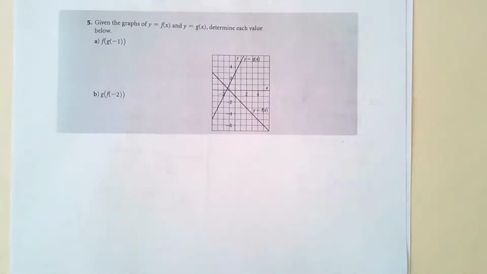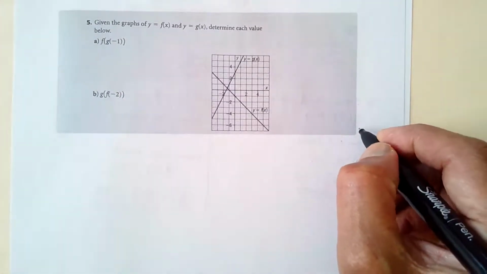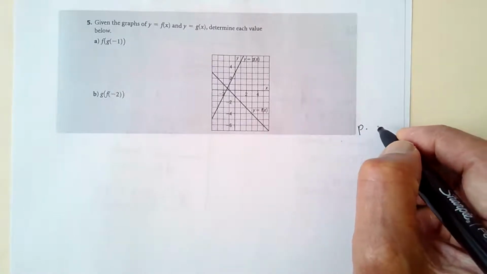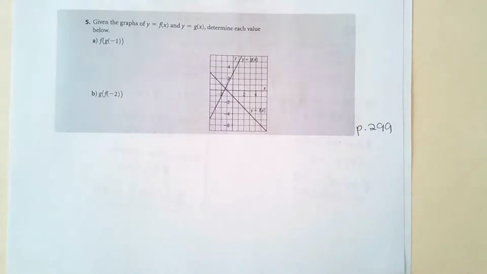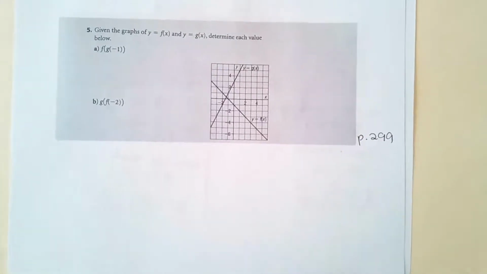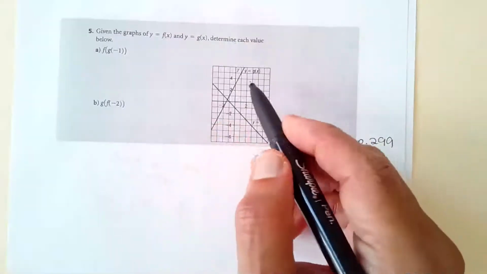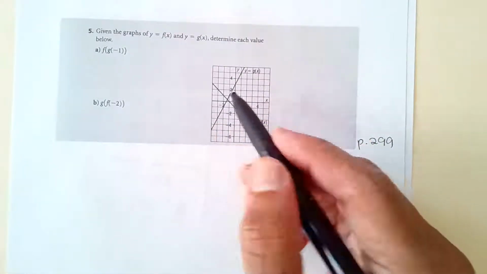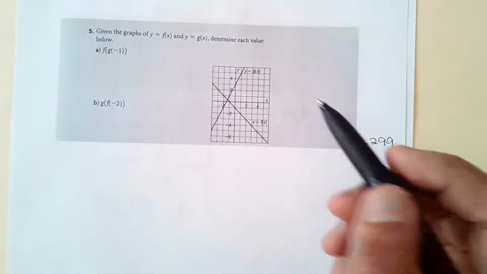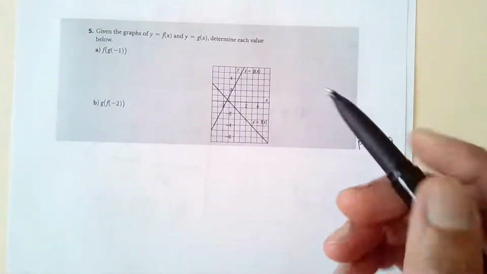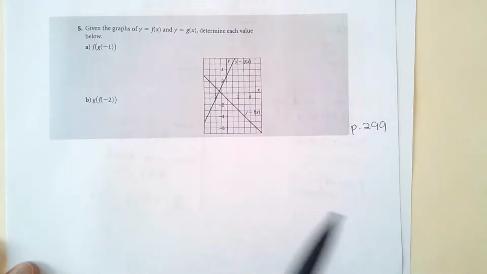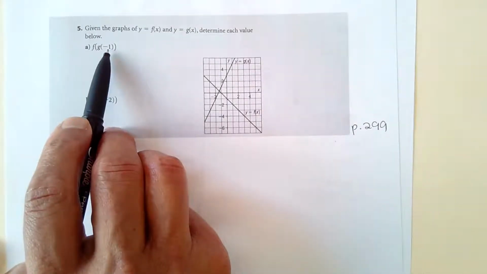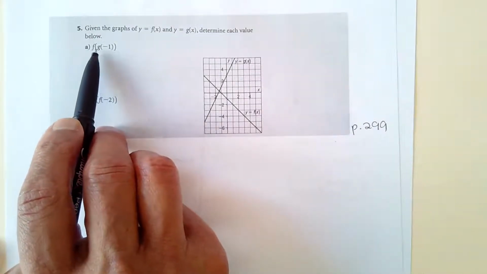Example 5 is on page 299. And this is going to use the graph in this case here. So you're given y equal to f of x. So we have y equal to f of x is the line with a negative slope. And we have y equal to g of x. It's also a straight line, but it has a positive slope. And we have to find f of g of negative 1. f of g at negative 1.